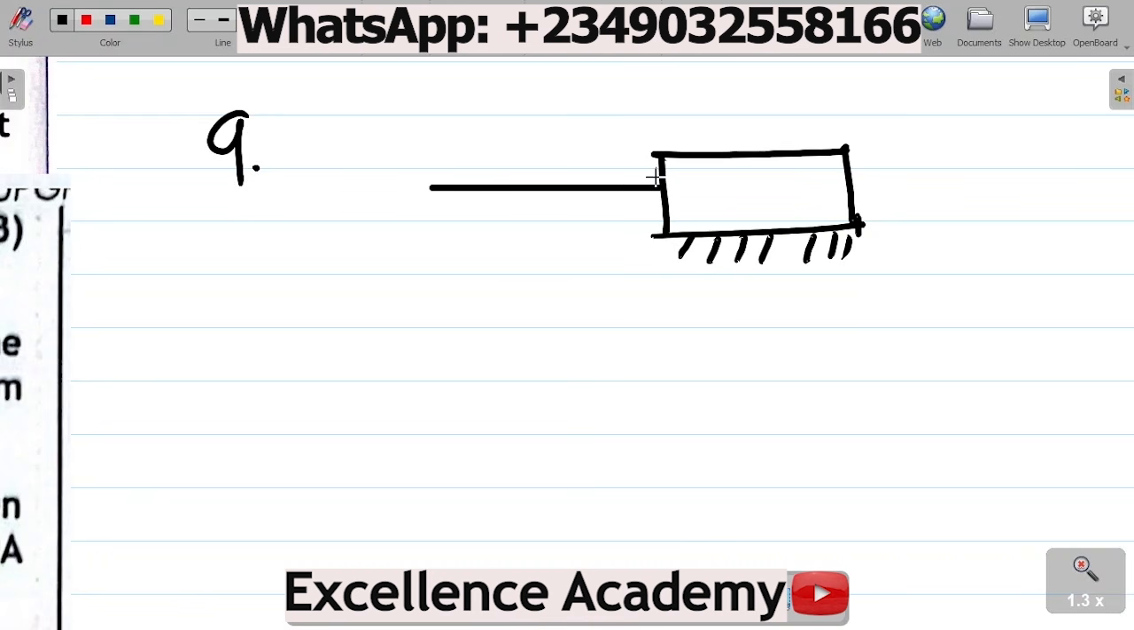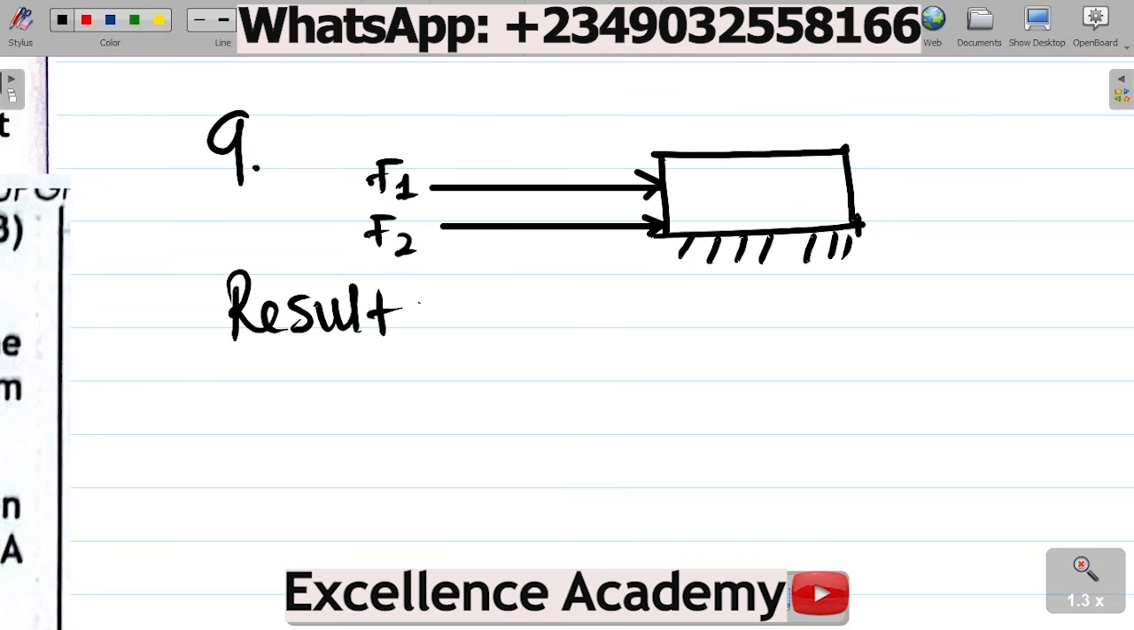Let's call this the first force, acting in this direction, and then the second force, acting in this direction. Let's call the first force F1, and the second force F2. The resultant of this will be equal to the sum of F1 plus F2. That will be the resultant.